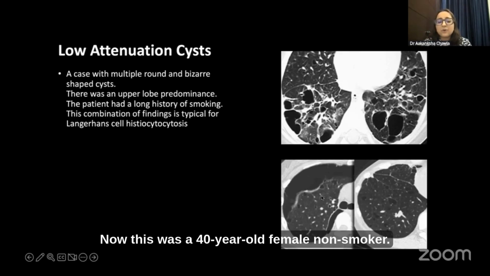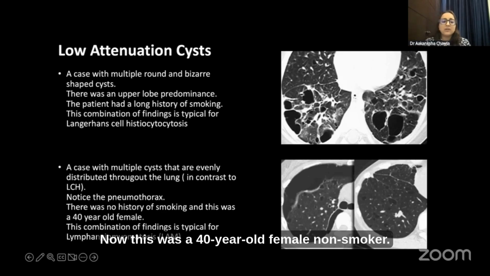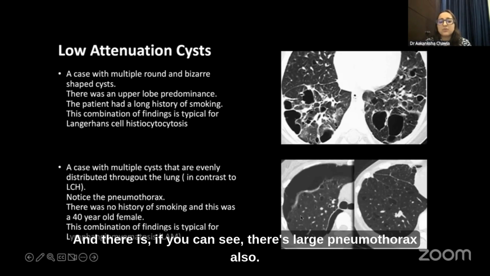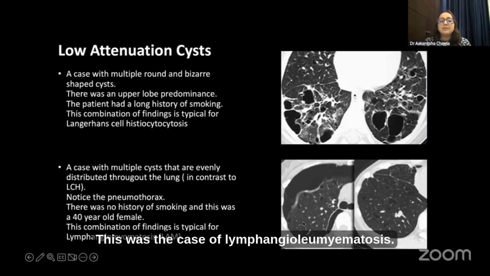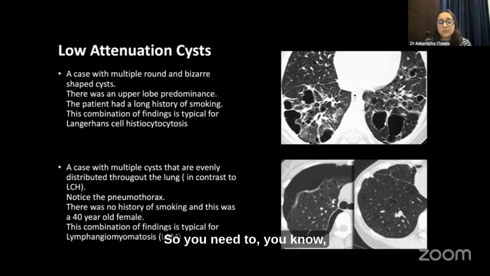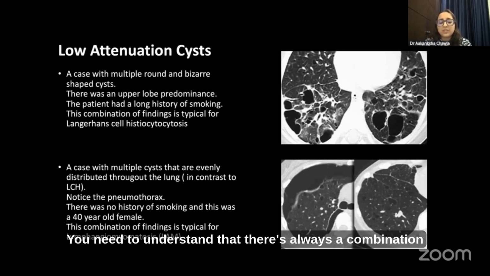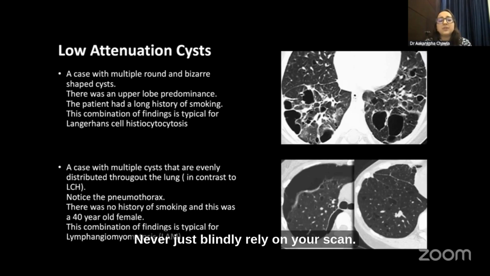Now, this was a 40-year female non-smoker, and she had multiple cysts. There's multiple cysts across her lung fields, and if you can see, there's a large pneumothorax also. This was the case of lymphangioleiomyomatosis. So you need to clinically correlate, you need to look at the presentation. You need to understand that there's always a combination of both. Never just blindly rely on your scan. Always keep in mind the clinical approach. Always have a multidisciplinary approach to your patient's diagnosis.